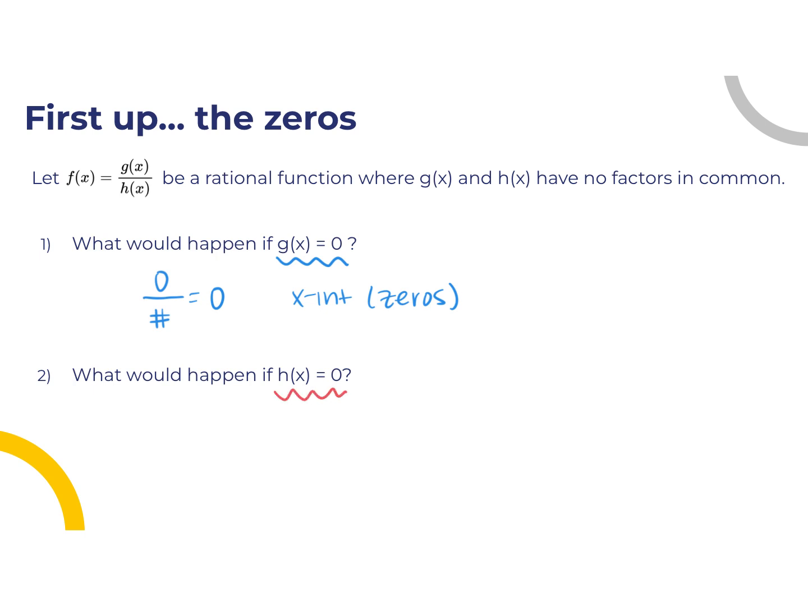If h of x was equal to 0, we'd have some number divided by 0, which would not be possible. We would have an undefined value. When we talk about these undefined values, they're going to end up being restrictions in our rational function, because we can't divide by 0. We do not want x to equal the numbers that cause the denominator to equal 0.